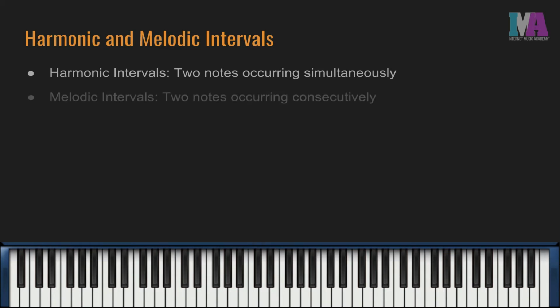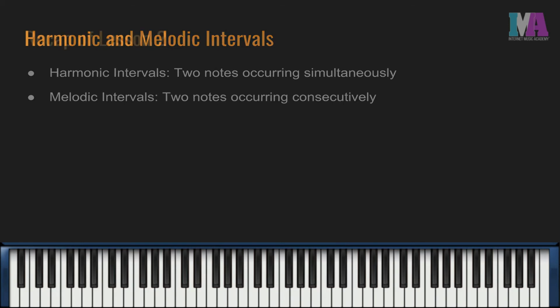Two notes played at different times are referred to as melodic intervals from the word melody. A melody is a long string of notes that create, in many cases, a song or a tune that you could sing along with, and only one note is happening at a time. Here is a melodic major third, also C to E.